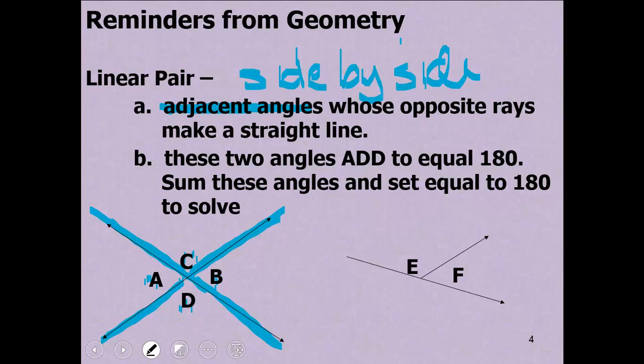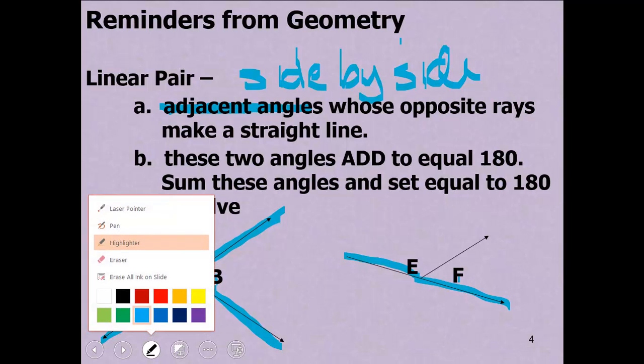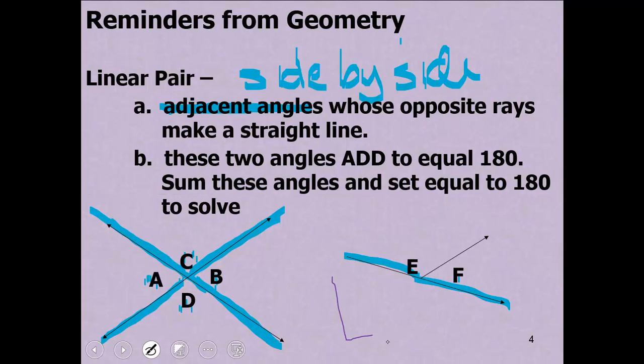Okay? Look over here. You have E and F. They sit next to each other, and their opposite rays make a straight line. Now watch what would happen if I did this, and call this G and H. G and H sit next to each other, but do their opposite rays make a straight line? No. They don't have opposite rays. Then this is not a linear pair.